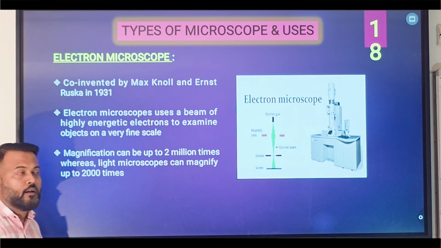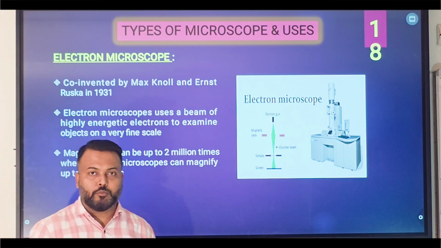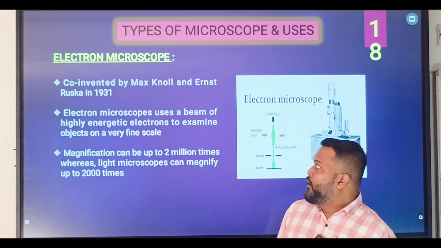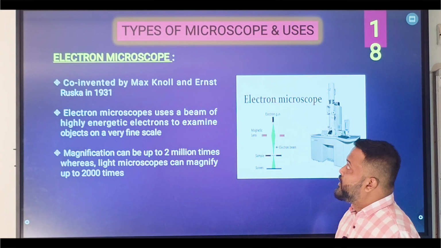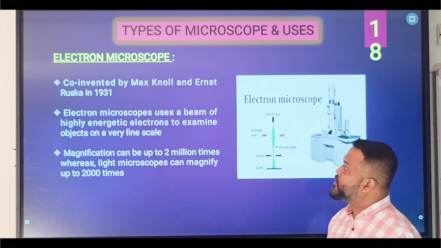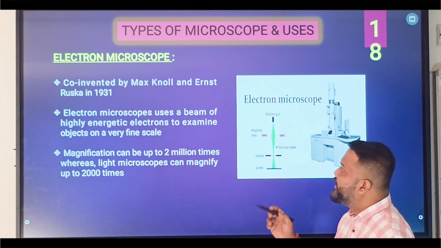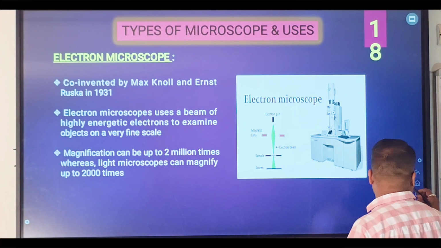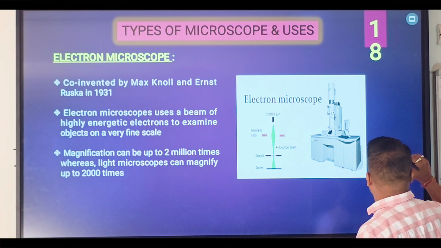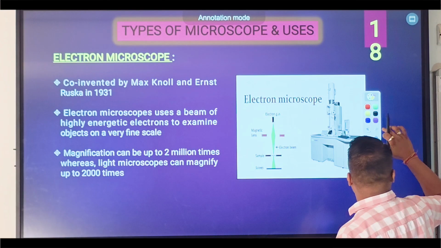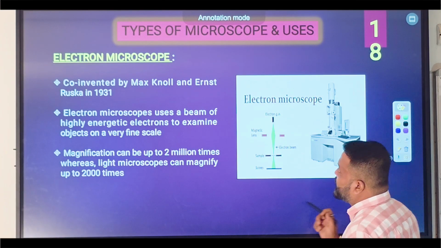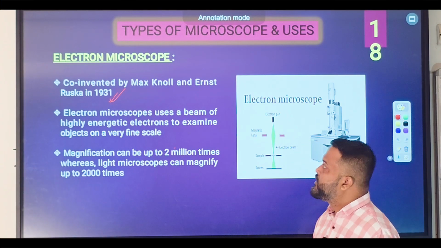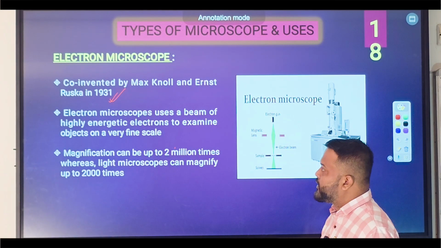Next we will be discussing the electron microscope. This is the last part of the microscopy. Electron microscopes were first co-invented by Max Knoll and Ernst Ruska in the year 1931. So it was co-invented by two persons, Max Knoll and Ernst Ruska.